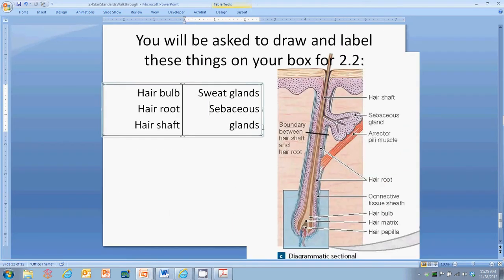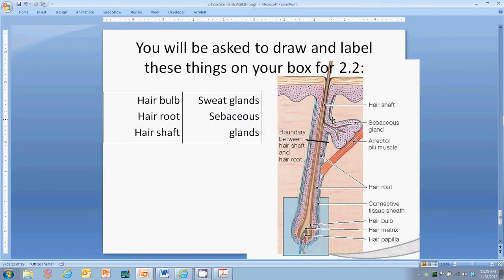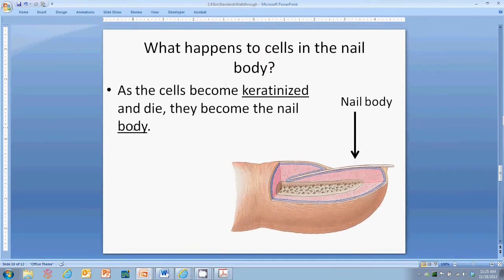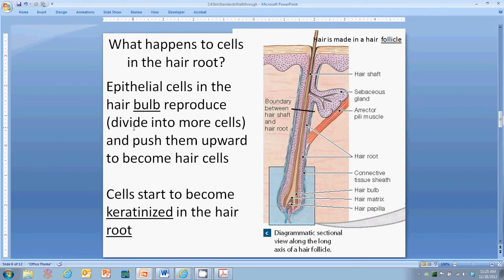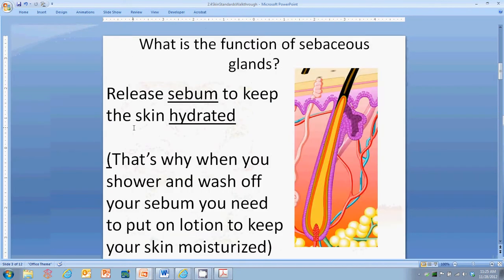Sebaceous glands. You should draw a gland next to the hair. So the same tube, the same hole that hair has to get out of the skin is the hole that sebaceous glands use to get their sebum out. So draw sebaceous glands next to the hair, right? This coils and tubes. I can show you a better picture. Sebaceous glands. Here we go.